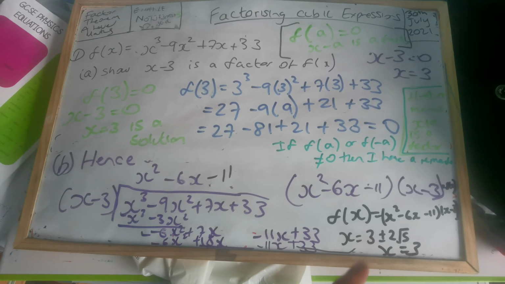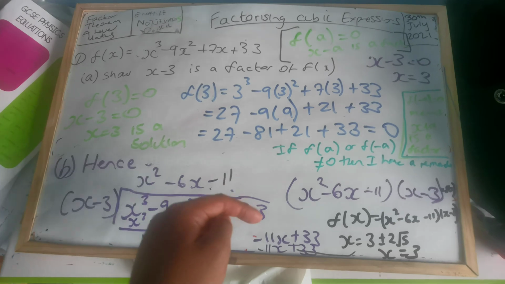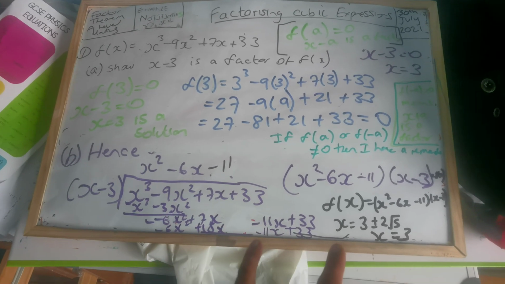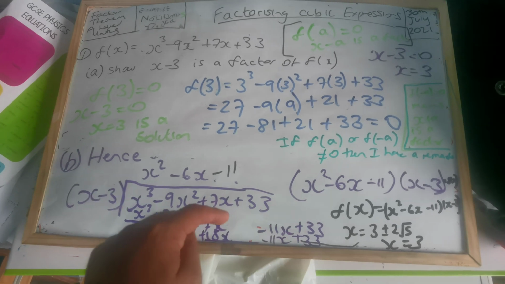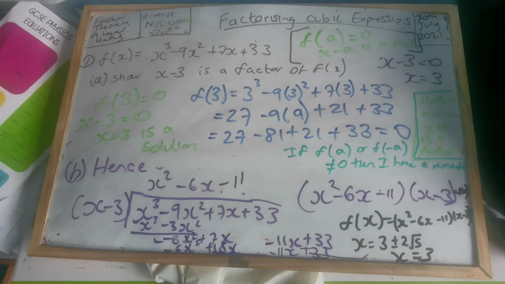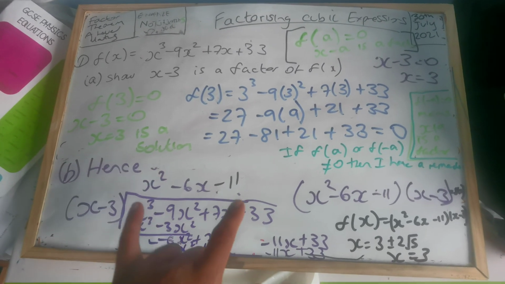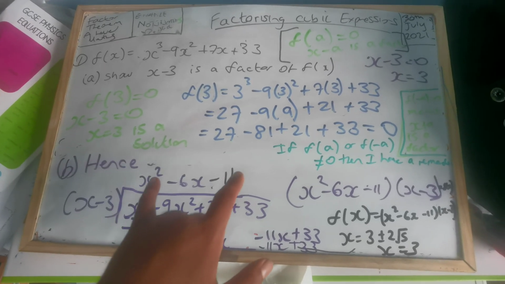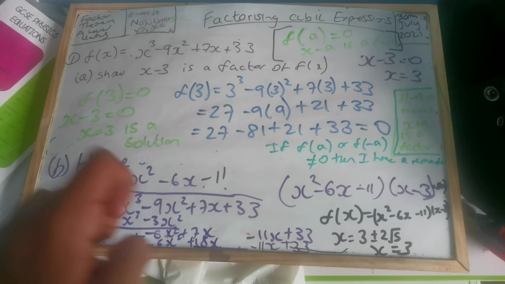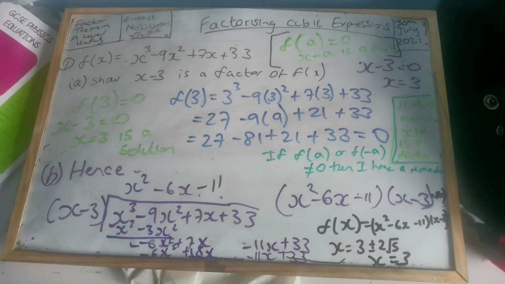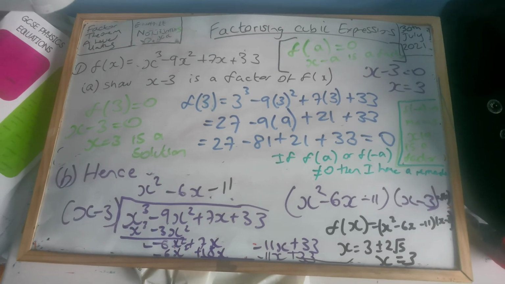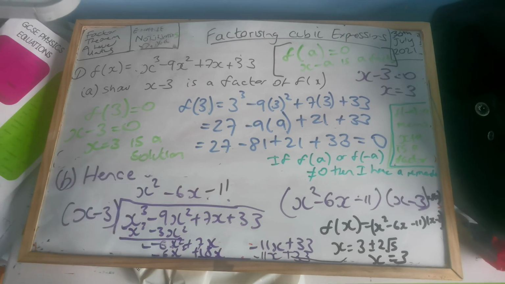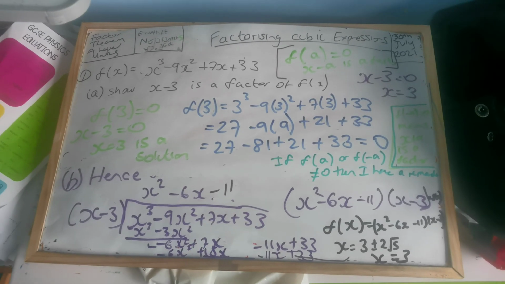So minusing these last part, minus 11x minus 11x is going to be minus 11x plus 11x, which is going to be 0, and 33 minus 33 is going to be 0. So this has no remainder. Okay, so this is the quadratic that is left when I divide this cubic function by x minus 3. So this method is what I call polynomial division, also known as the long division method.